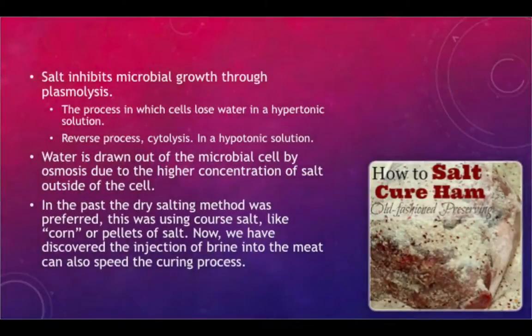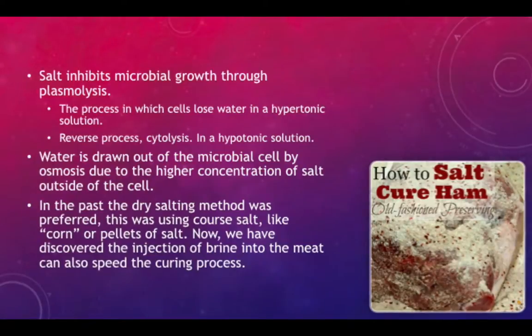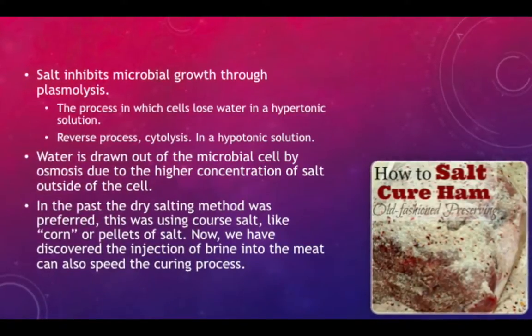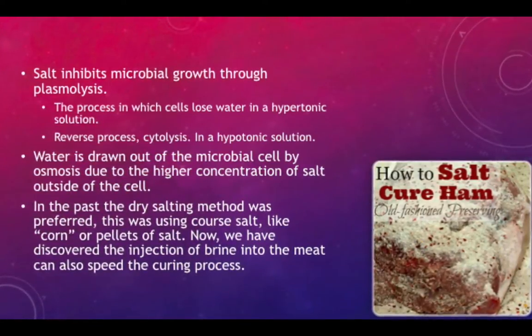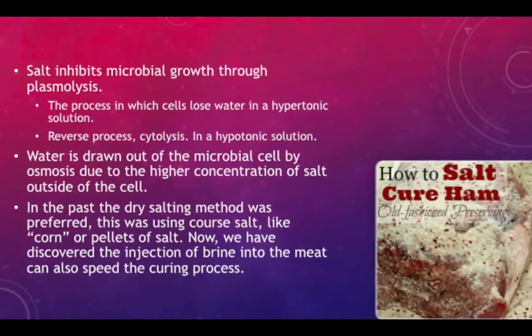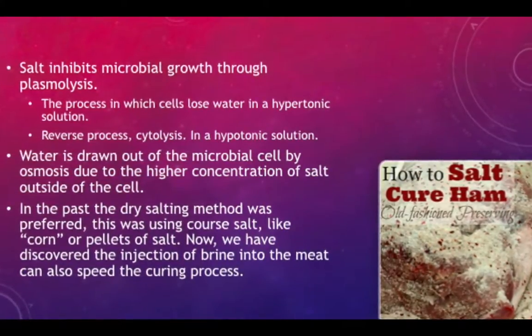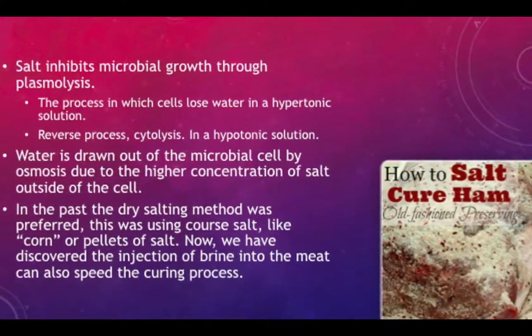How does the salt inhibit this microbial growth, you ask? Through a process called plasmolysis. In plasmolysis, cells lose water in a hypertonic solution. The microbial growth will increase in a hypotonic solution. Water is drawn out of the microbial cell in osmosis due to the higher concentration of salt outside of the cell.